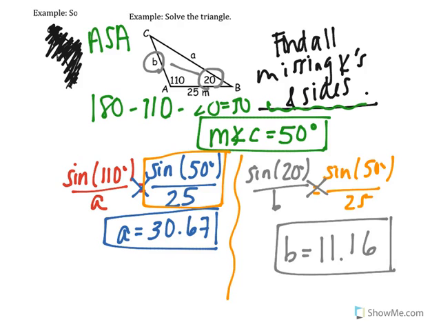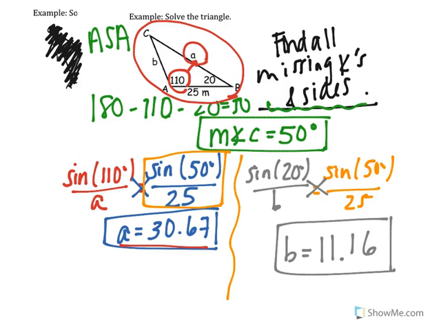Now here's the thing, there's no good way to check this. You can't do the Pythagorean theorem, because they're not 90-degree angles, right triangles. But what you can do is look at it and see if it makes sense. If we look at our triangle in the beginning, we'll see that 110 is the largest angle, and side A is across from that. So since 110 is the largest angle, side A should be the largest side. And it is. It's 30.67.